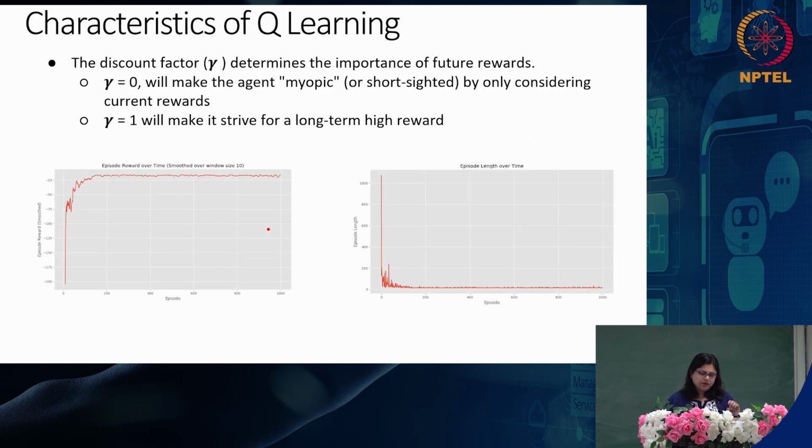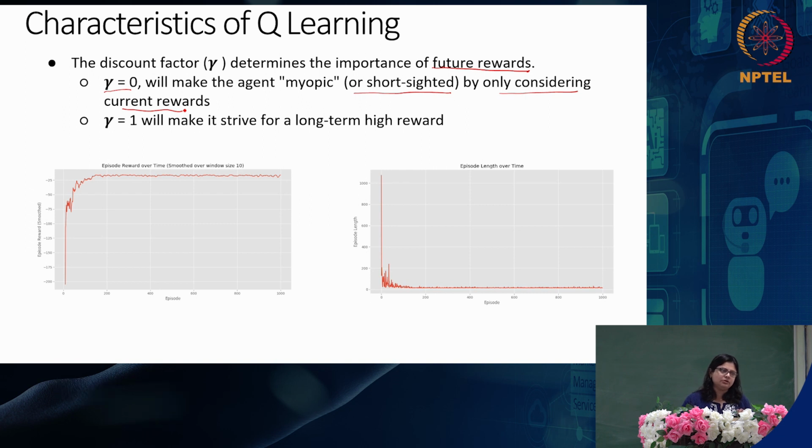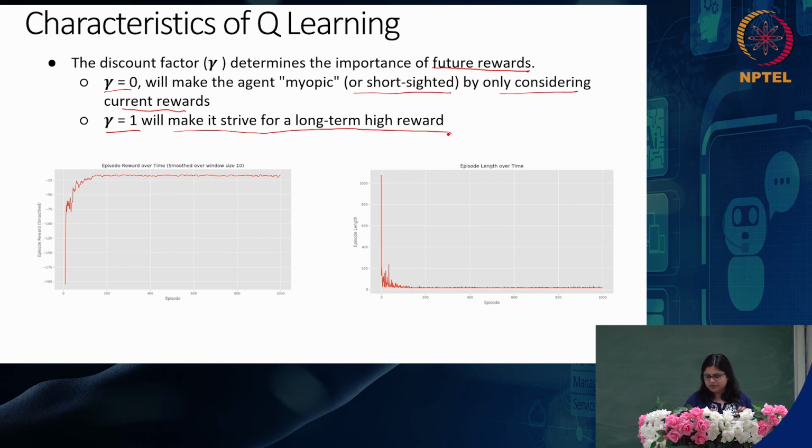You know that the discount factor determines the importance of future rewards. If gamma is 0, it makes the agent myopic or short-sighted by only considering the current reward. If you make the discount factor equal to 0, it will simply focus on the immediate reward and ignore all future rewards, so there will be no impact of future rewards. And if gamma equals 1, it gives equal importance to all the rewards, so you make it strive for a long-term high reward.